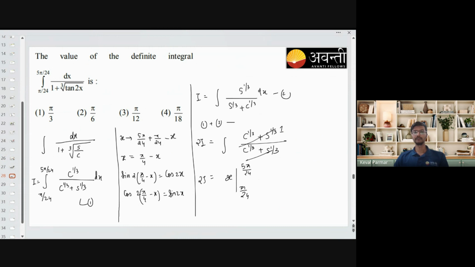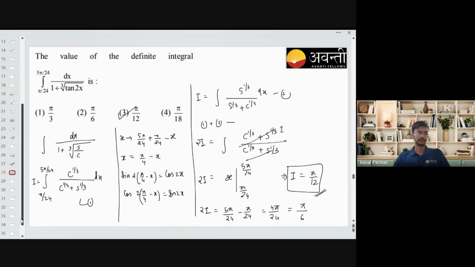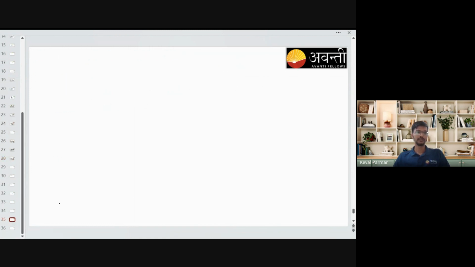Mind it, this is the value of 2I. So 2I will be equal to 5 pi by 24 minus pi by 24, which is equal to 4 pi by 24, which is equal to pi by 6. So that means I will be equal to pi by 12. This is my answer. So it is option number 3. Yes. This is option number 3.